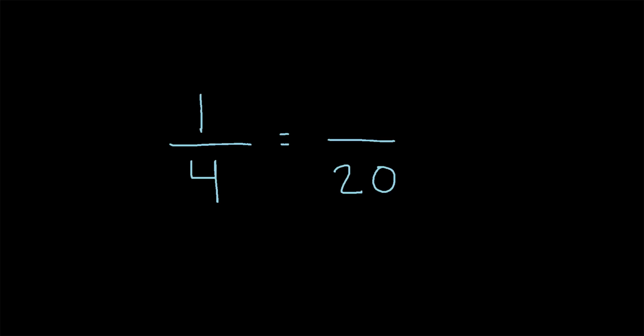In this video, we will talk about how to find missing numbers and equivalent fractions. So I have 5 examples for us to work through here. Let's check out this first example. We have the fraction 1 over 4 is equal to some number over 20.